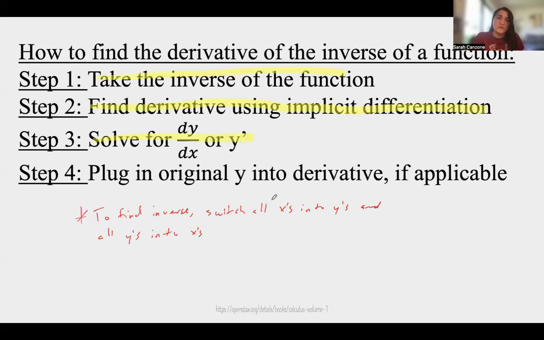So once you find your derivative function and you've solved completely, you can take the original function that we started with and just plug that in anywhere you see a y to get every single thing in terms of x. And we will do some examples to show you exactly what I mean by that. But this is a way to make sure that everything is just in terms of x's. All right, let's do an example.